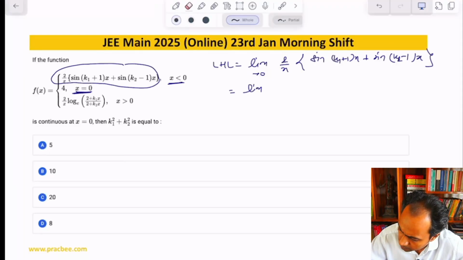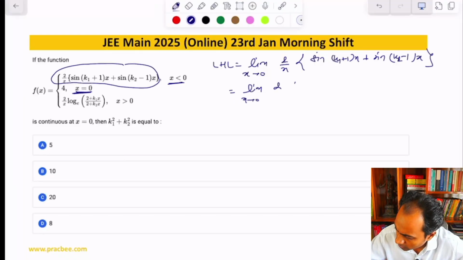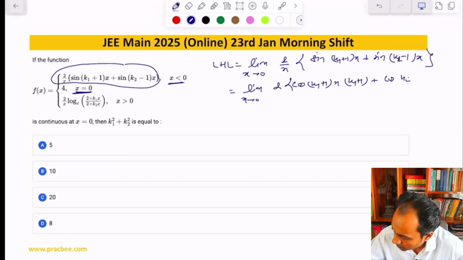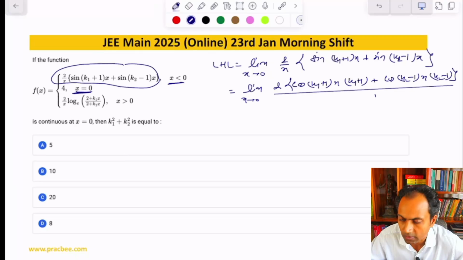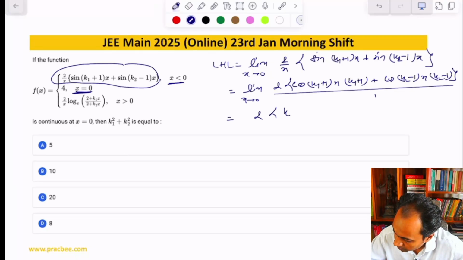So here, not h, x. If I apply directly L'Hopital, this becomes 2 times cos of (k1 plus 1) into x into (k1 plus 1), and then plus cos of (k2 minus 1) into x into (k2 minus 1), and the differentiation of x comes out to be 1. Now if I put the value of x as 0, this comes out to be 2 times (k1 plus 1) plus (k2 minus 1), and it becomes 2 times (k1 plus k2).